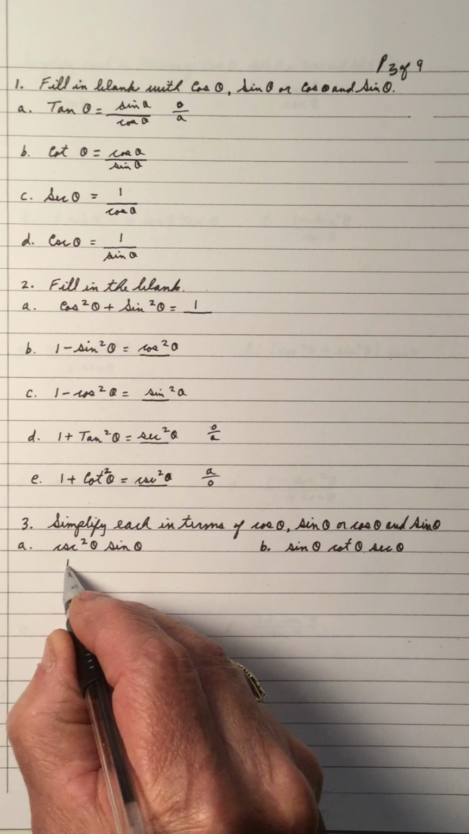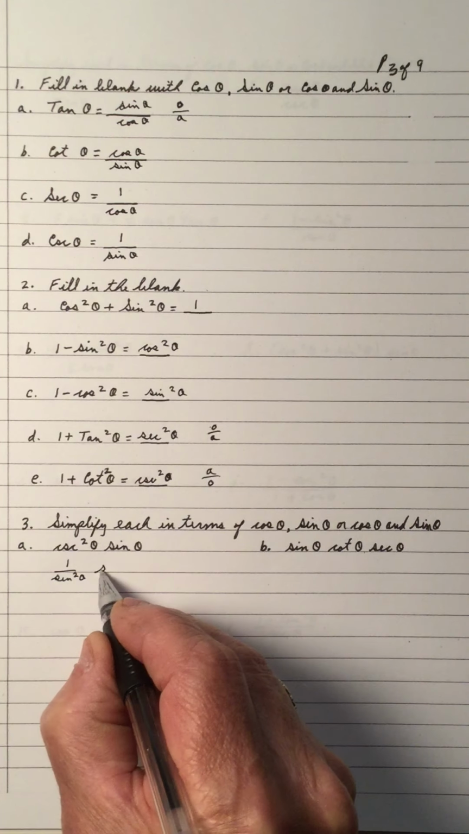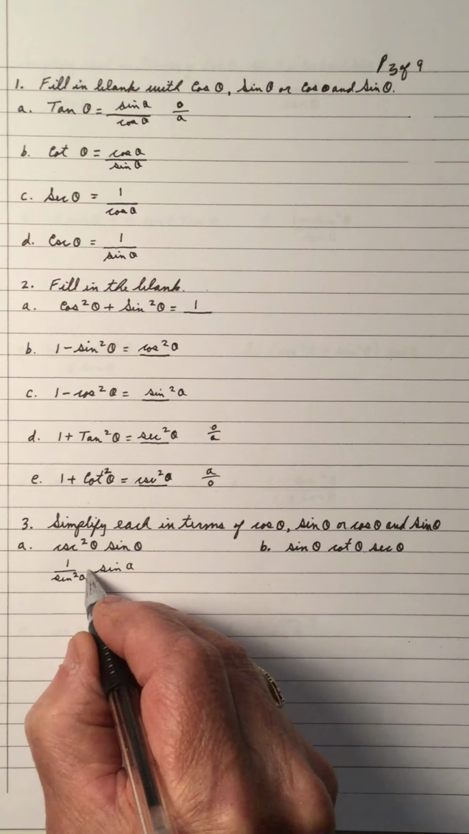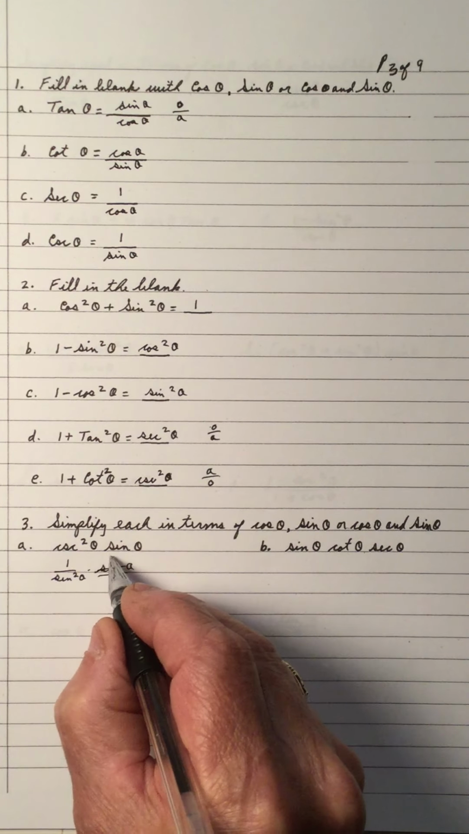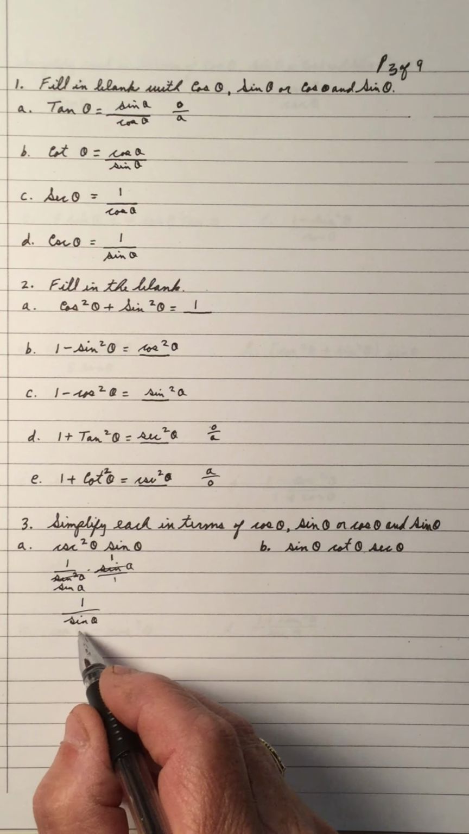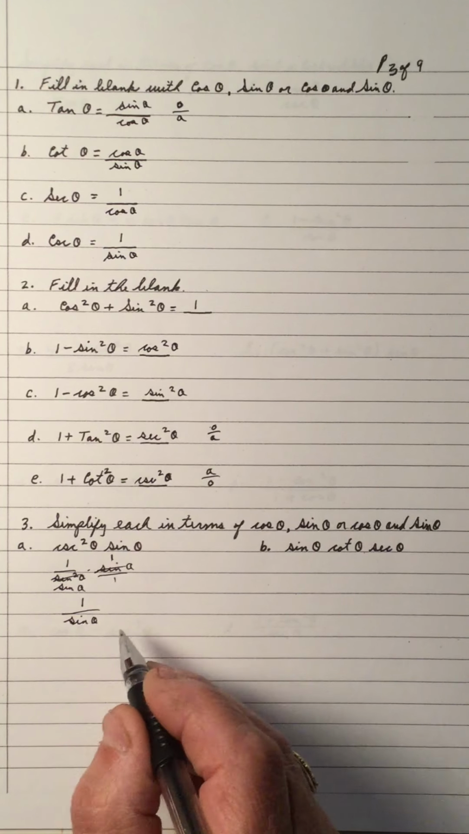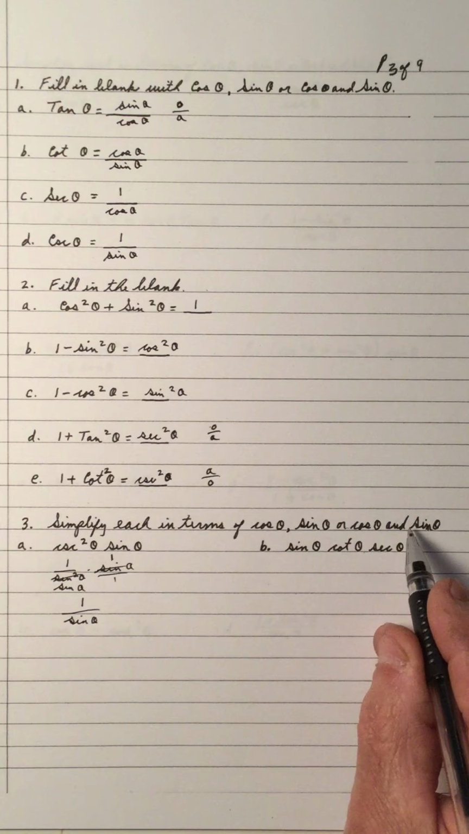So cosecant is 1 over sine, so it's 1 over sine times sine squared. And we're multiplying, that's over 1, so we cancel. Sine squared divided by sine is sine. So that's 1 over sine. And again, I want it in terms of sine and or cos, so it's 1 over sine. Now this could also be cosecant, but I want it in terms of sine or cos or sine and cos.